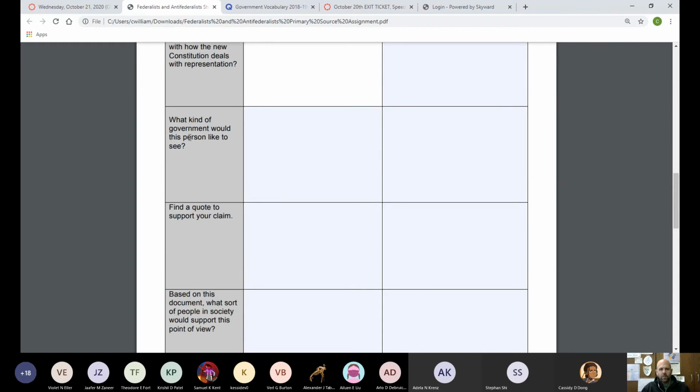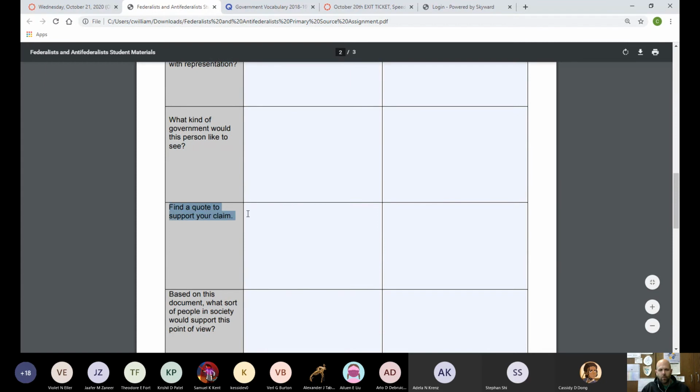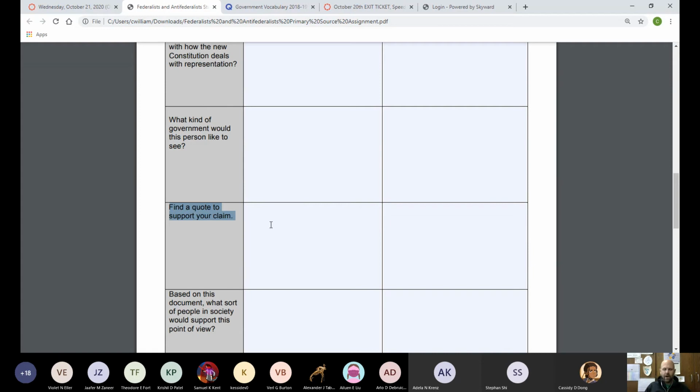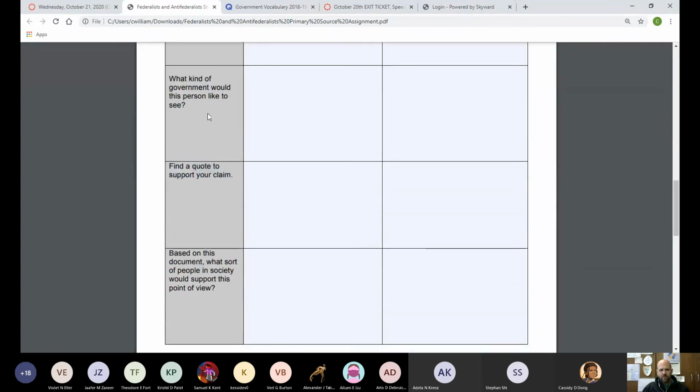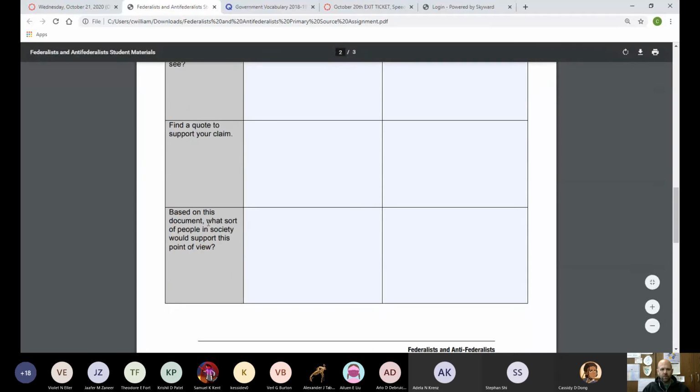So what kind of government would this person like to see based on what they're saying? And then it says find a quote to support your claim. I would like an actual quote in quotation marks in this box from the document, from document A and document B, that supports this question. And then, based on the document, what sort of people in society would support this view?